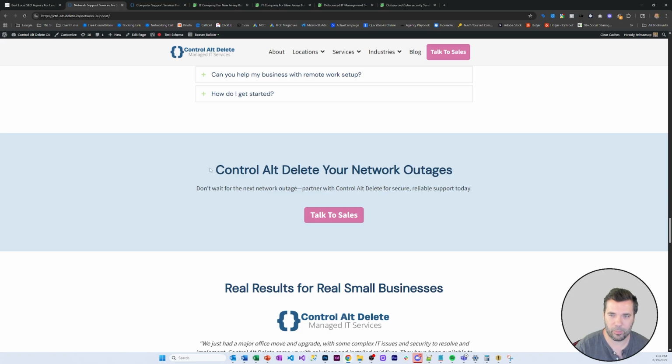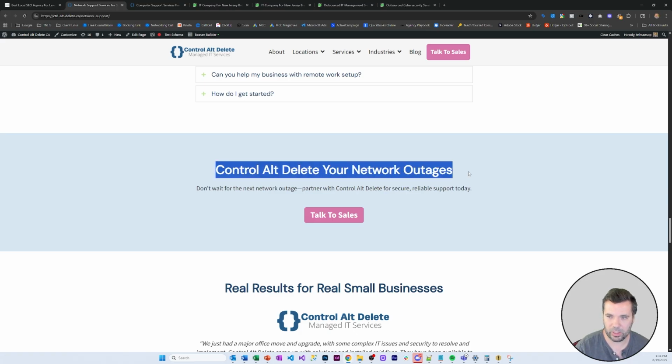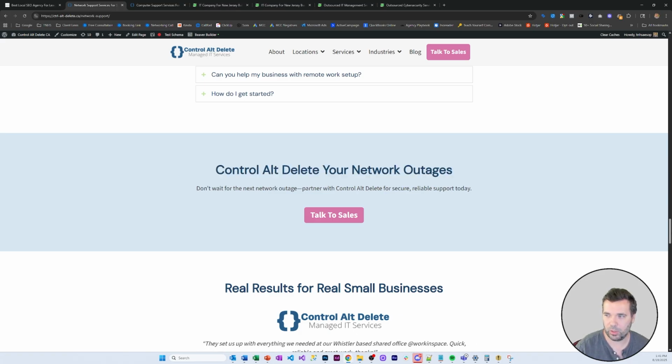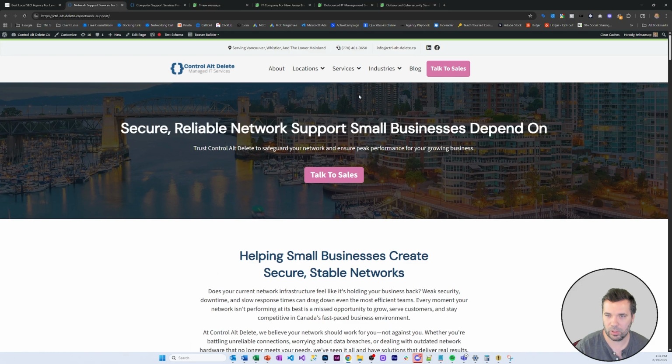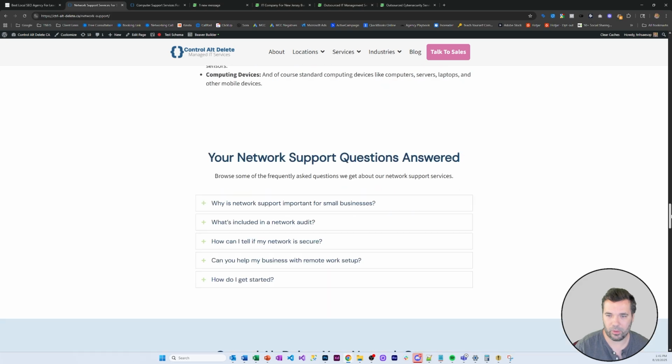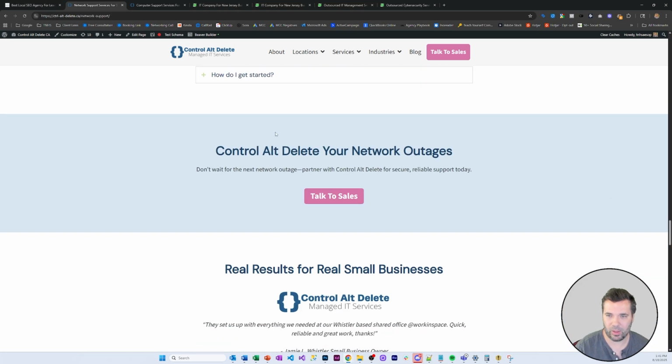Another example here: Control Alt Delete your network outages. This is a network support focused page. So we're trying to stay focused on secure, reliable networks that small businesses depend on. Again, the theme matches the pain headline there. Control Alt Delete your network outages. Don't wait for the next network outage. Partner with Control Alt Delete for secure, reliable support today.